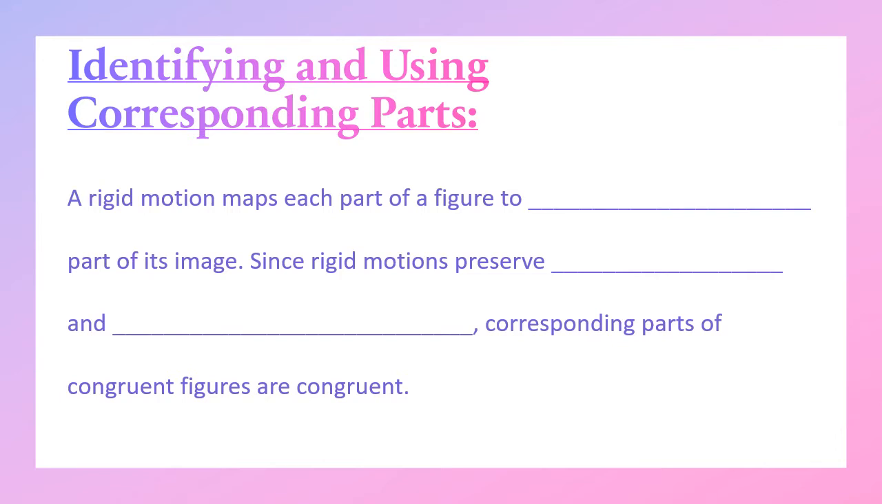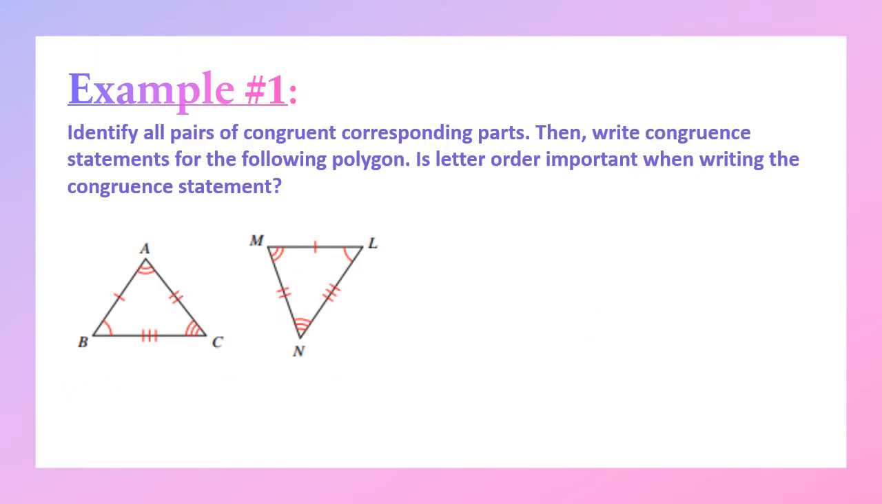So now, a rigid motion maps a figure, or each part of a figure, to a congruent part of its image. And because rigid motions preserve two things, length and angle measure, the corresponding parts of all the congruent figures are going to be congruent. So what does that really mean in English?